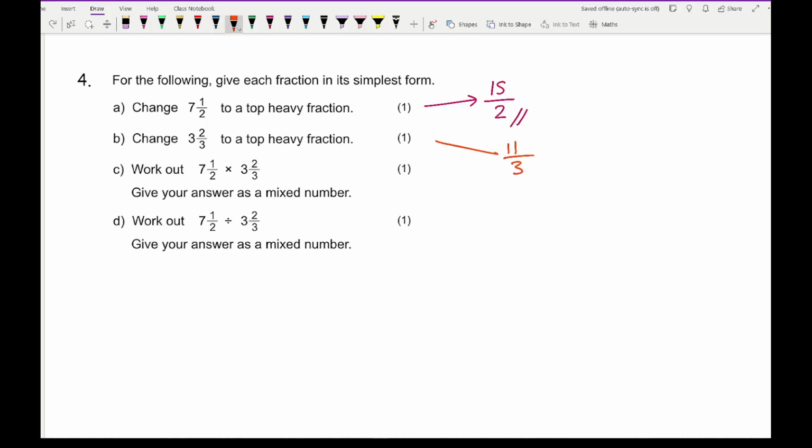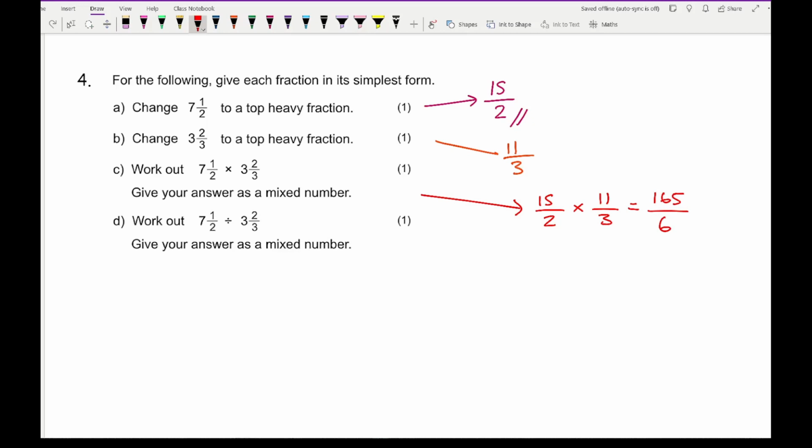And then for C, we're just simply working it out. Now we're going to use our answers from A and B. So I've got 15/2 times 11/3. So 15 times 11, well, 15 times 10 is 150, plus another 15 is 165. And 2 times 3 is 6. And then all I then need to do is do the division.